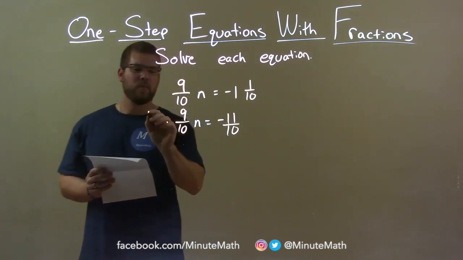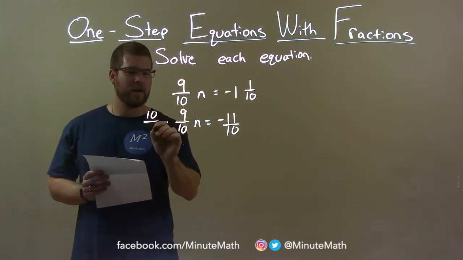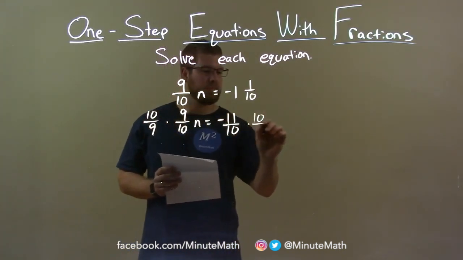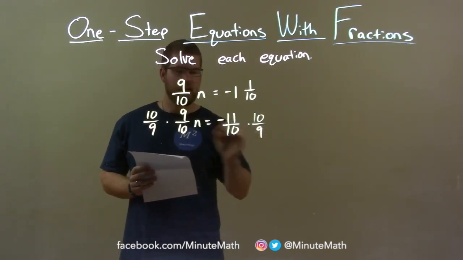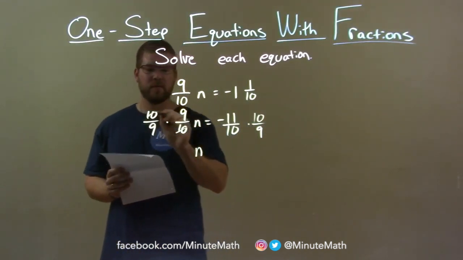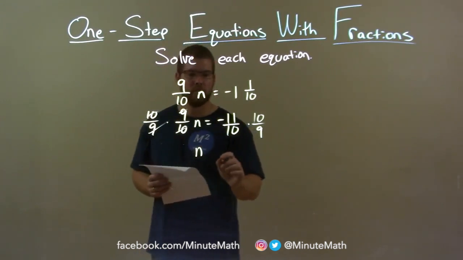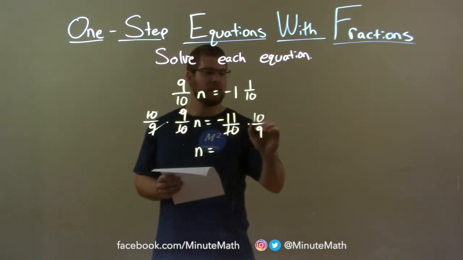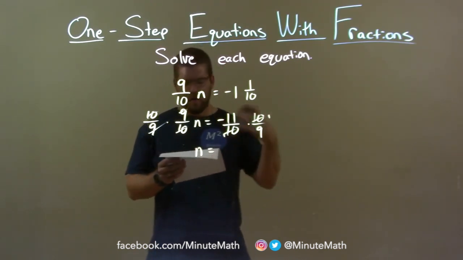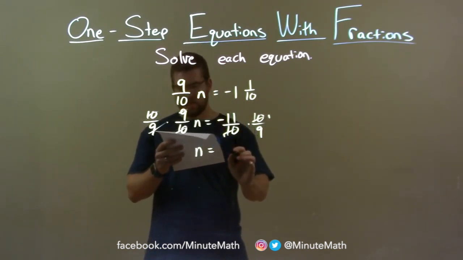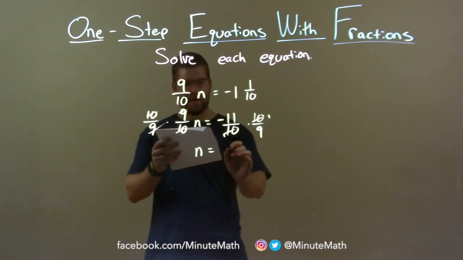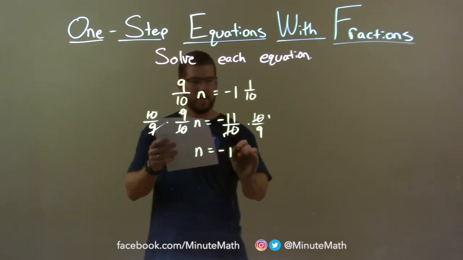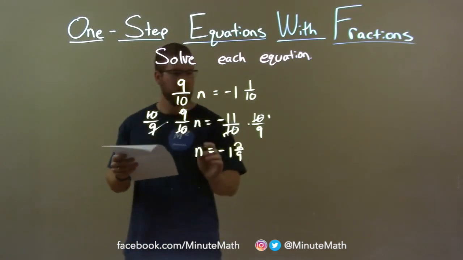Now, I can multiply both sides by 10 over 9. And this gives me n by itself on the left, right? This all cancels out. That's the whole point of multiplying both sides by the reciprocal. Simplify this, right? The 10s can cancel. Well, it's 1, 1. And then we write this as a proper fraction and simplify. It ends up just being a negative 1 2 over 9. All right?